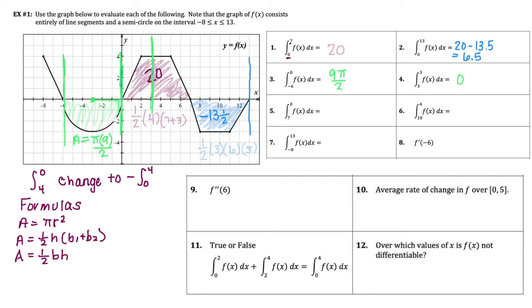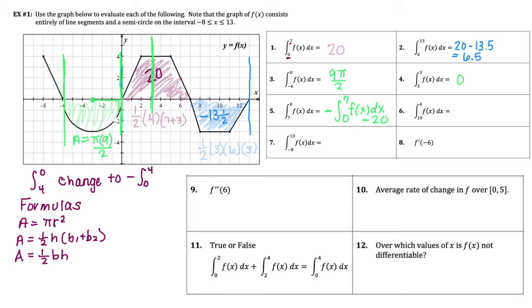Okay, and so looking at number 5, it says from 7 to 0, so we've got to fix that. Those endpoints are not turned right. So we do negative, and we say 0 to 7. So negative 0 to 7, well, that's going to end up being like our earlier problem. This looks like number 1, except the signs change, so it's going to be -20.